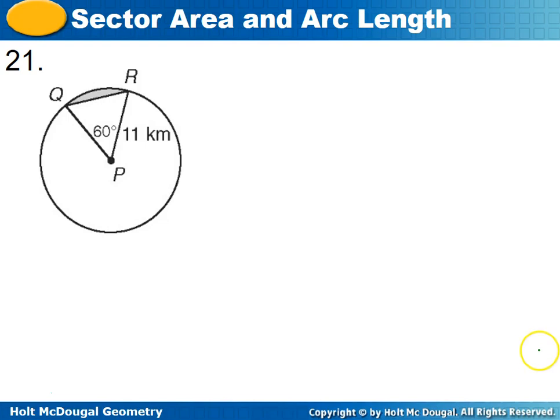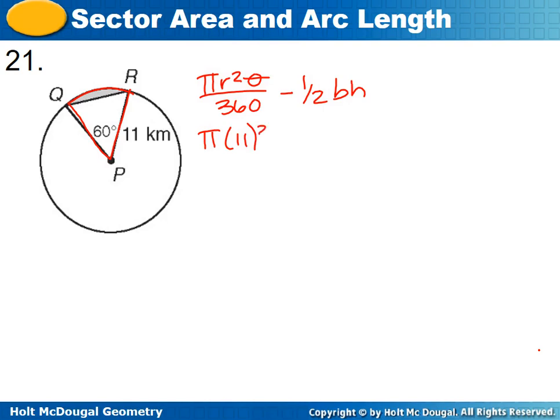All right, our next problem. This one's a little different, but we're going to do the same thing again. So we're going to do our pi r squared theta over 360, subtracting from it 1/2 base times height. So once again, we're finding the area of all of this. So to do that, we're going to do pi times 11 squared times 60 over 360. And then we're going to subtract from that.